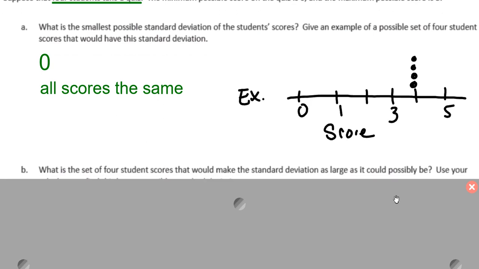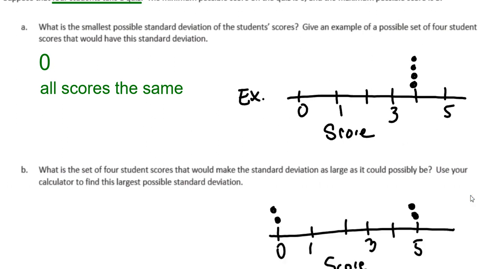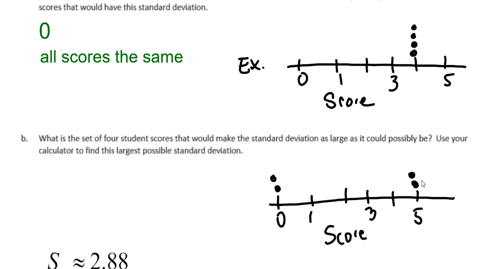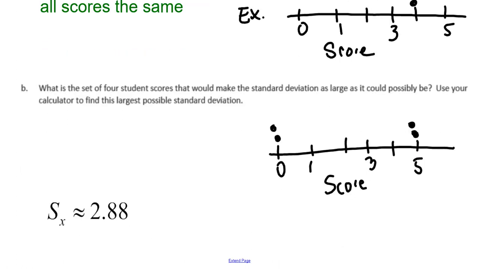Now, if I want to create the largest possible standard deviation, I want to get as far away from the mean as possible, I'm going to work those extremes. I'm going to give a couple a score of 0 and a couple a score of 5, right? Because then the mean would be 2.5. And that would create the largest standard deviation, which happens to be 2.88.